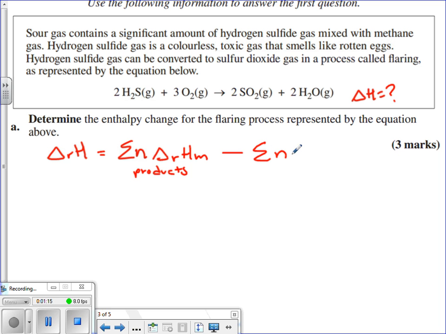So we take number of moles times molar enthalpy. Sorry, there should be an F, because we're always using the molar enthalpy of formation for each of the individual reactants. Guys, just remember it's alphabetical: P, R. It's always P minus R, not the other way around. So let's start subbing in some values here.